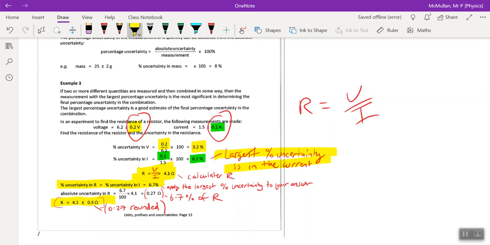R equals V over I, 6.2 divided by 1.5 equals 4.1. 4.1 plus or minus the largest uncertainty is 0.3 ohms. Again, take your time to go through this in your jotter and have a go at using the formula and the numbers yourself.